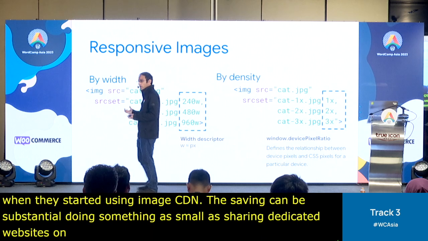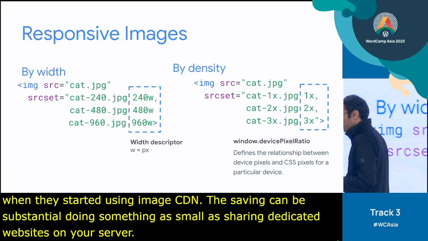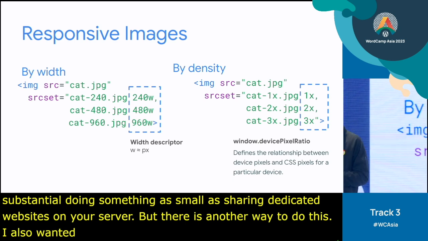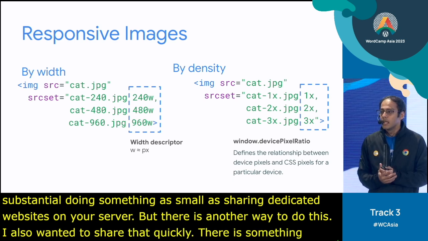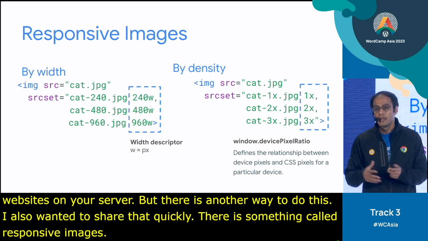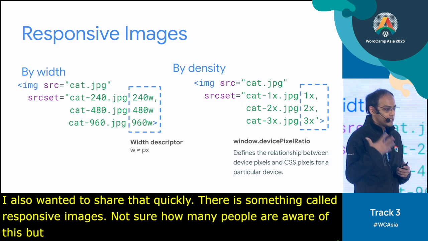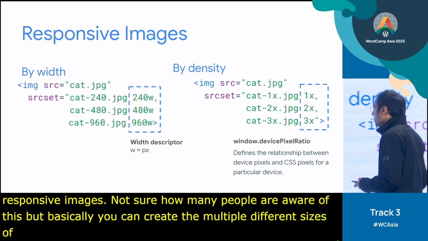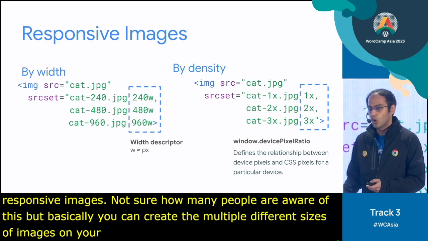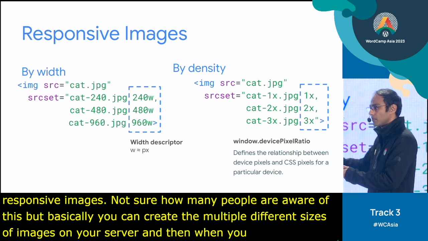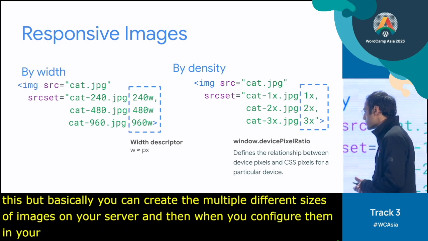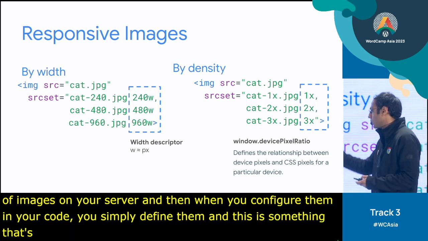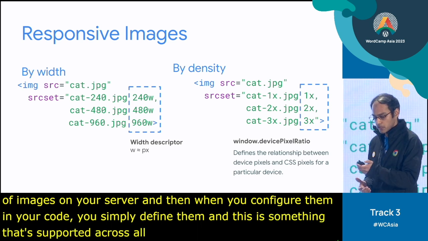But there's another way to do this, and I also wanted to share that quickly. There is something called responsive images. I'm not sure how many people here are aware of this, but basically, you can create multiple different sizes of images on your server, and then when you configure them in your code, you simply define them. And this is, again, something that's supported across all browsers, and the browser will then decide which is the right image to download and will pick the most optimized image possible.